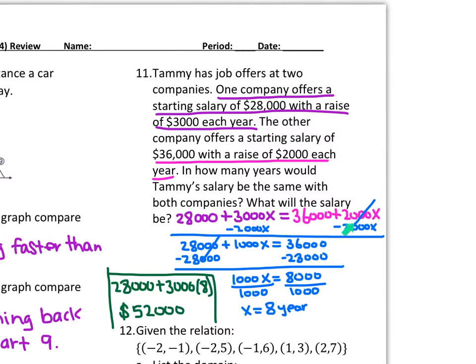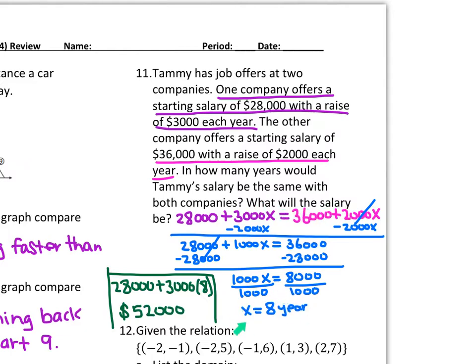So I'm going to subtract 2,000x on both sides, leaving me with 1,000x. Now I'm going to subtract the 28,000 from both sides, leaving me with 1,000x equals 8,000. I'm going to divide by 1,000 on both sides, and that means that the companies will pay Tammy the same amount in 8 years. And then it says, what will that salary be?